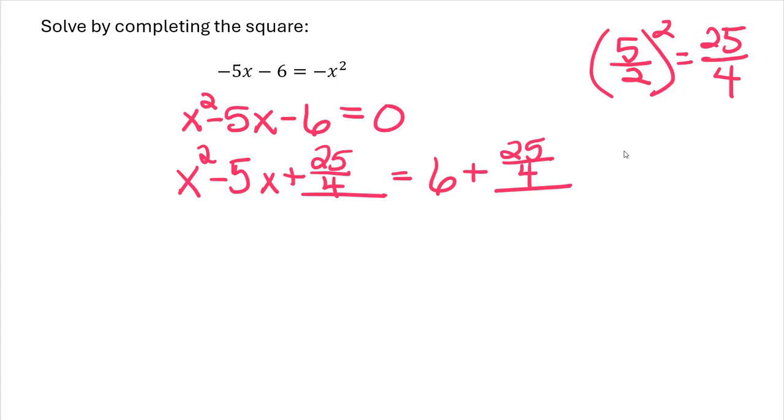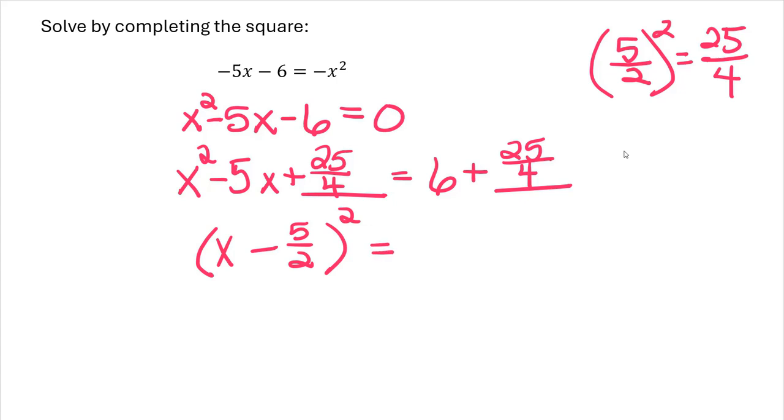All right, now we will write the left side of the equation as a perfect square binomial. We'll have an x here, and in this spot, we're going to have half the x coefficient. So minus, because it's negative, 5 over 2. That's half the x coefficient.